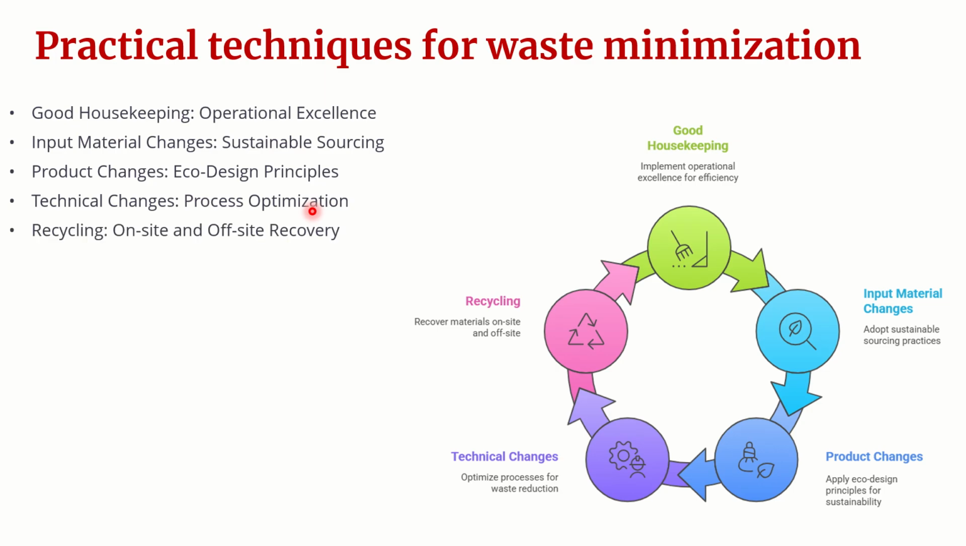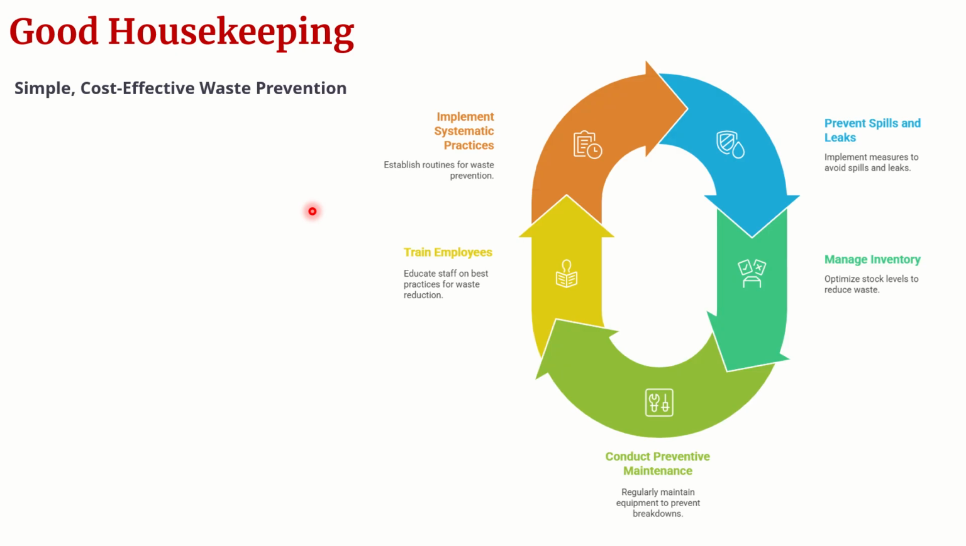Recycling, it can be on-site or off-site recovery. So how are we going to recover the waste which is generated in order to reduce the consumption of resources and also reduce the environmental impact? So, one by one, a little bit brief. Let's see good housekeeping. As I mentioned, good housekeeping is often the simplest but also the most effective cleaner production option. Good housekeeping involves improving the operational and also managerial practices.